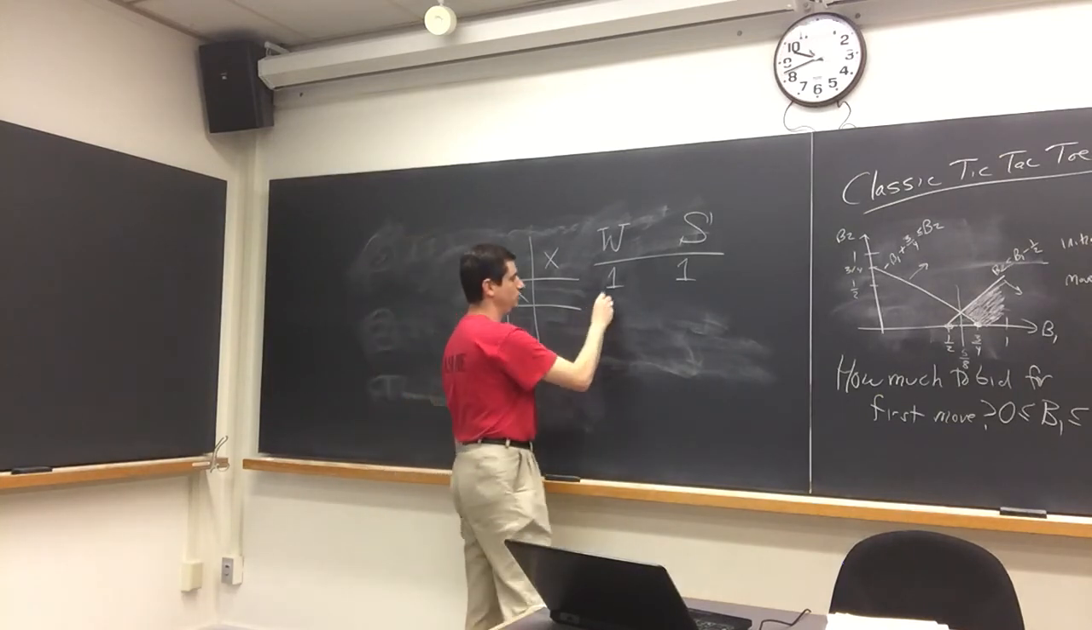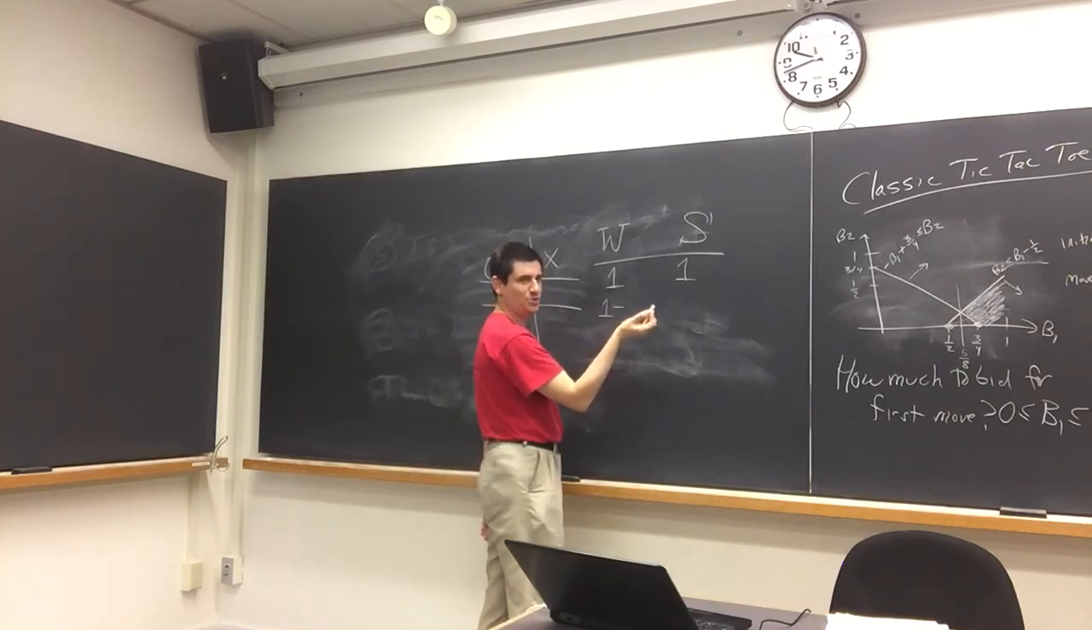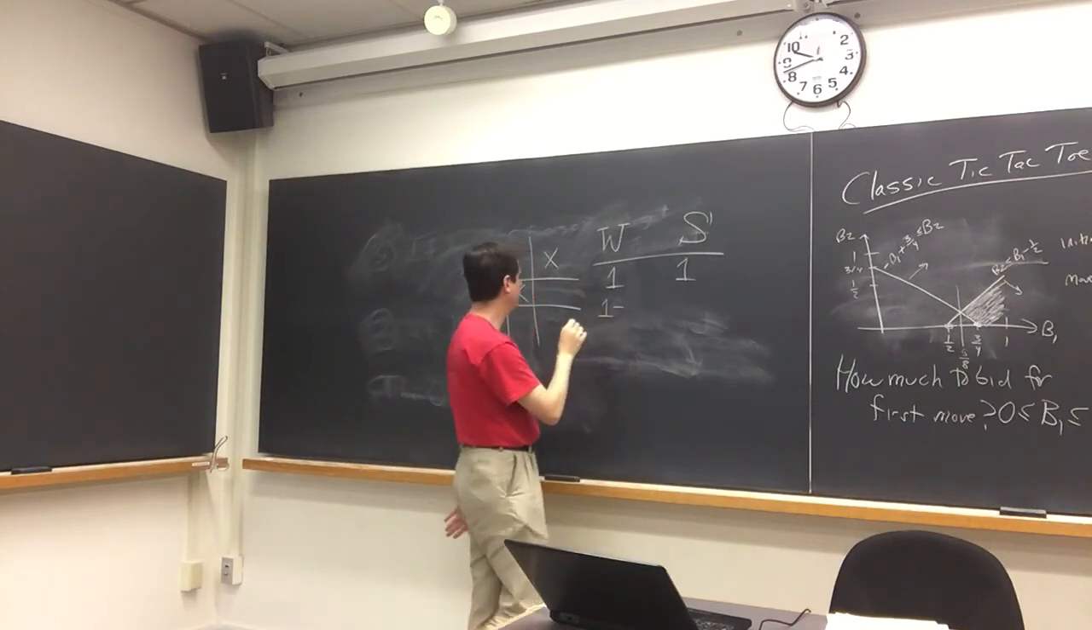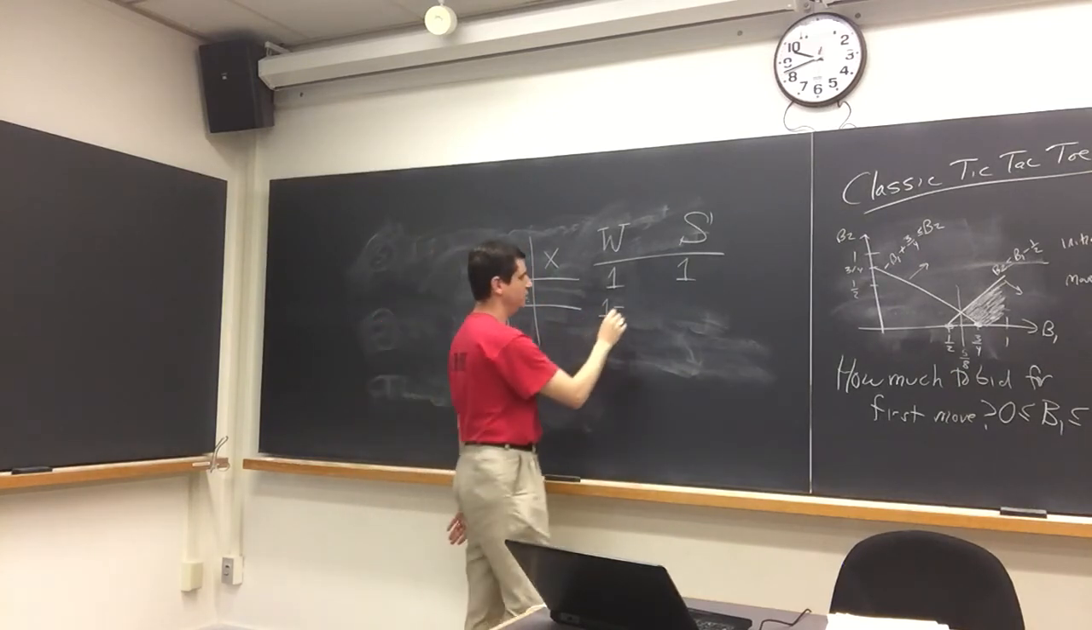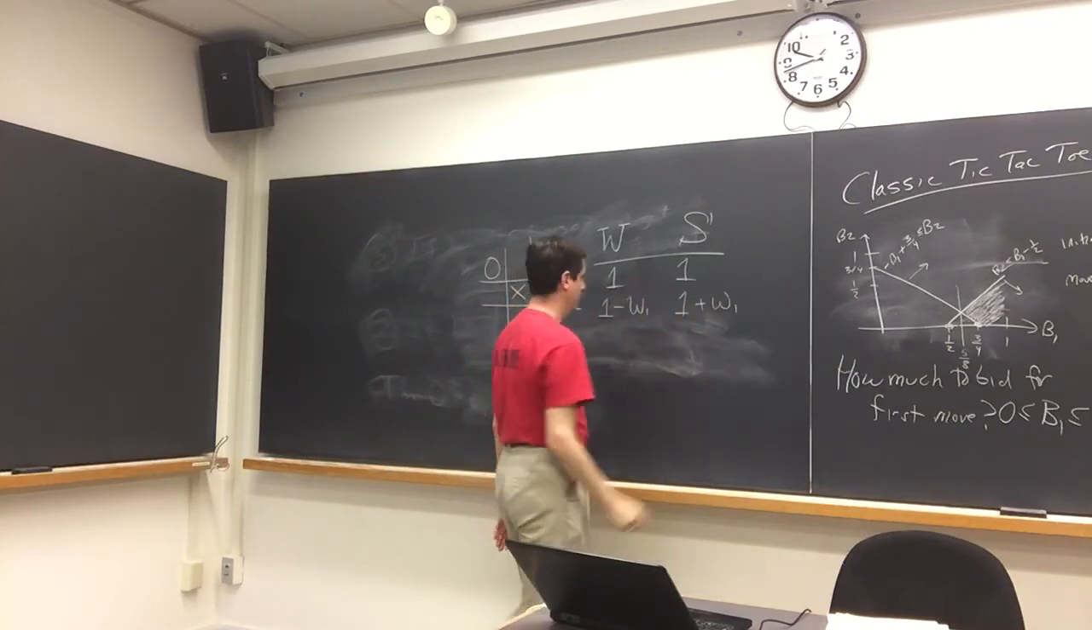So we go down to 1 minus. Do we want to use B1? We've been using B's before. Are we okay using B1 again, or do we want to use W1, for Williams? And this goes to 1 plus W1. It doesn't really matter.